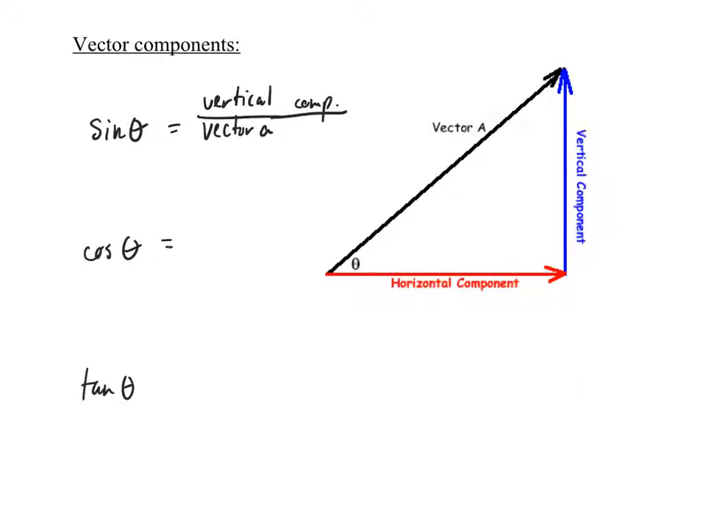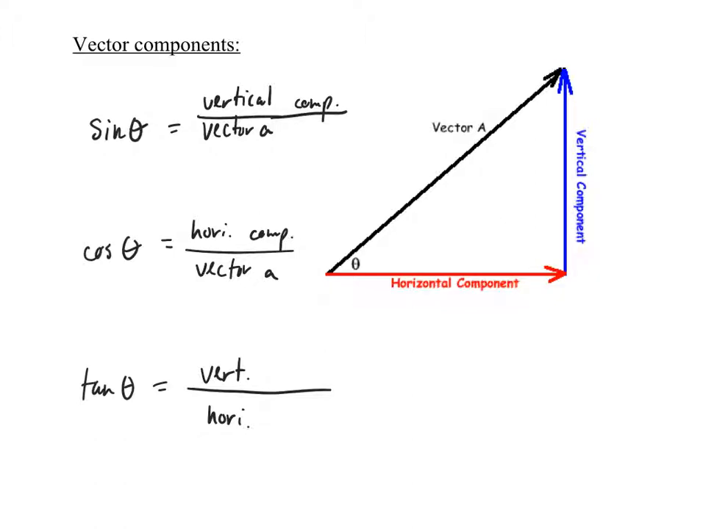The cosine of theta is going to be the adjacent, or the horizontal component, over vector A. And then the tangent of theta is always going to be the vertical over the horizontal. This is where that angle came from in the last problem. Remember we said the tangent inverse? The answer for theta was the tangent inverse of 0.3 over 0.8. The 0.3 was the vertical component. The 0.8 was the horizontal component. So the tangent of theta is always going to be y over x, vertical over horizontal.